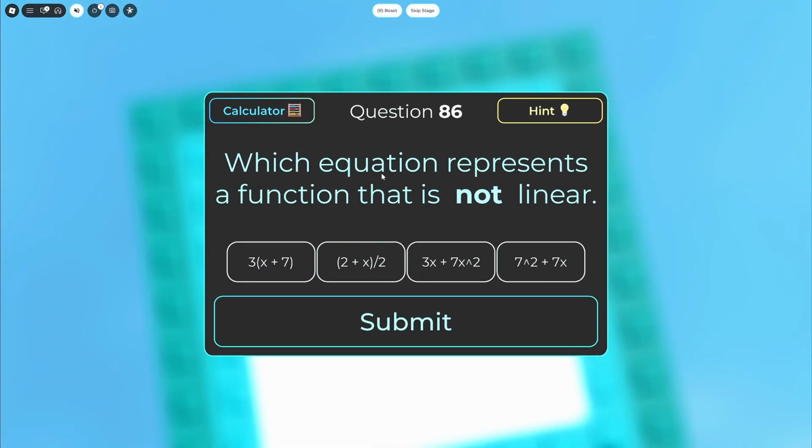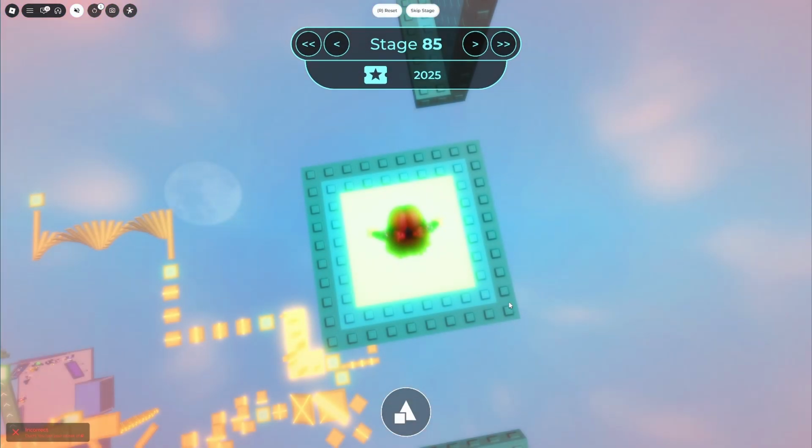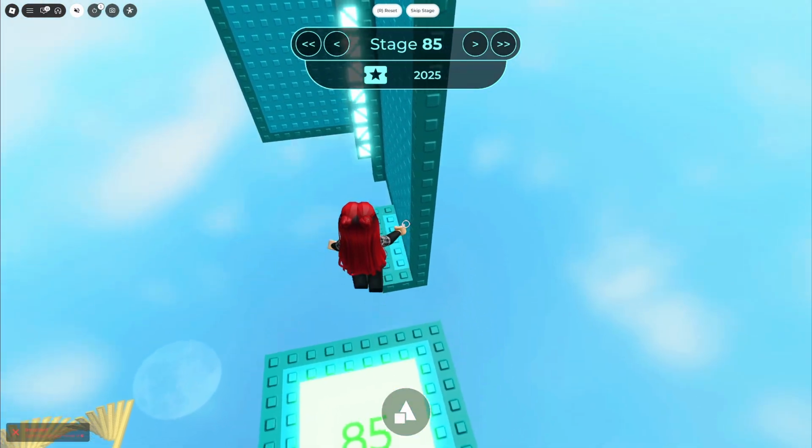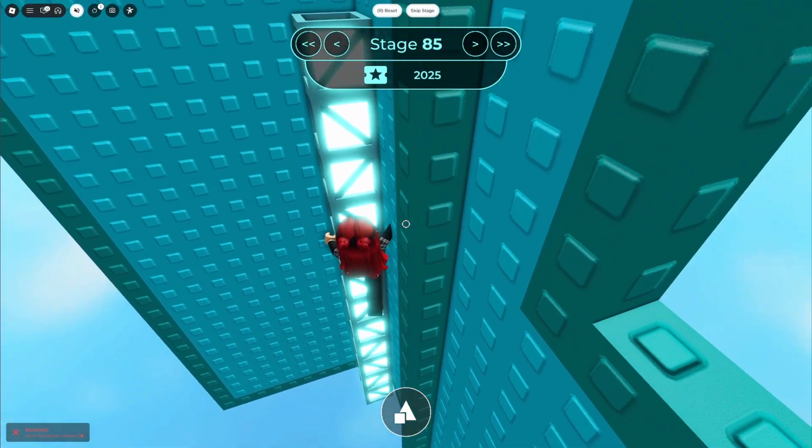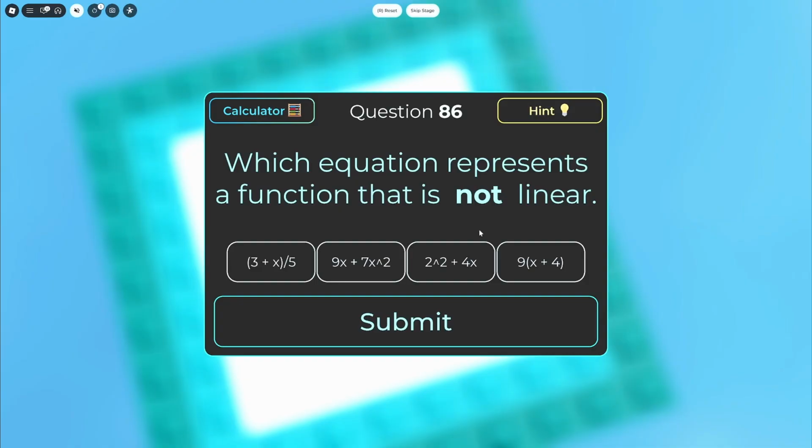86. Which equation represents a function that is not linear? I forgot how you could tell by the thing. Hold up. Slope, I guess. Which this one makes the most sense. That one still has x. This one still has x. And then 7x there. No? Okay. I don't know what I'm talking about. Okay, I think I figured it out, guys.